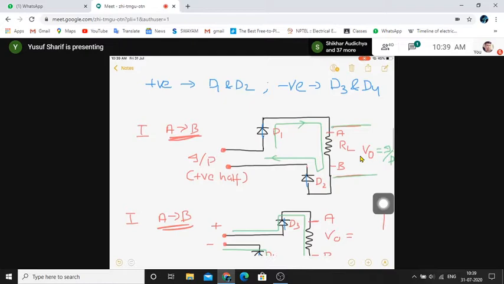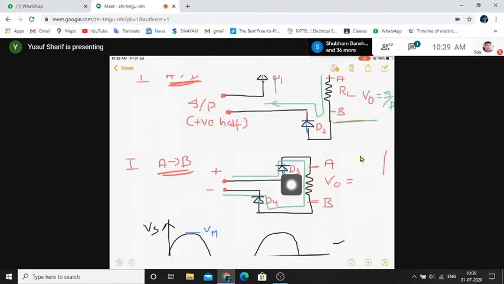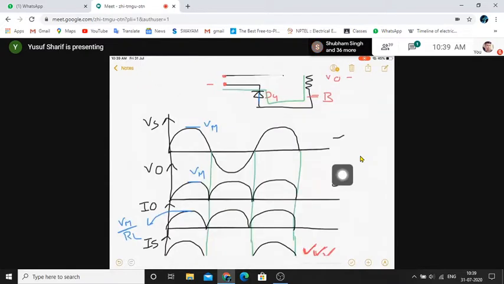So these are the equivalent circuits for the positive half. This will be the equivalent circuit where D1 and D2 will be conducting. And again, this is the equivalent circuit in the negative half where D3 and D4 will be conducting. Okay. And we have also seen what waveforms you'll be getting. This is the input waveform.